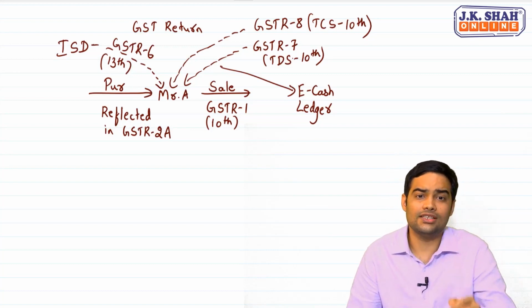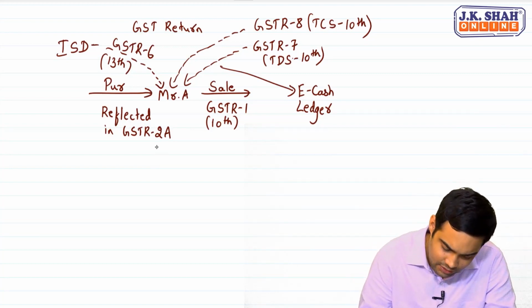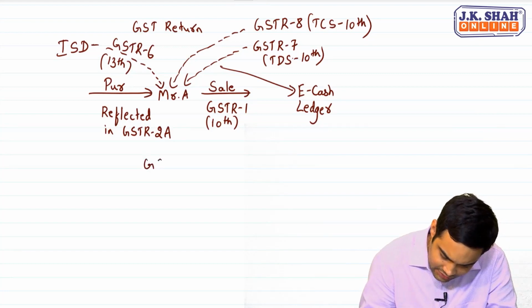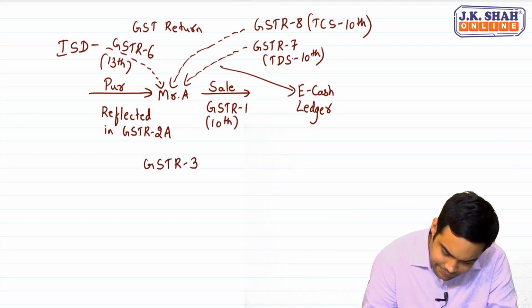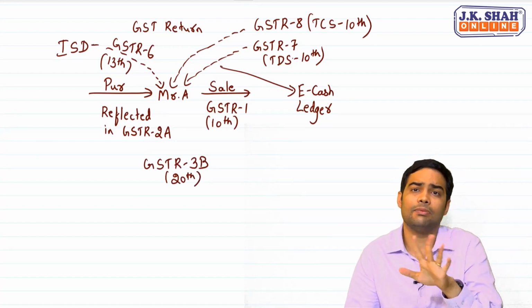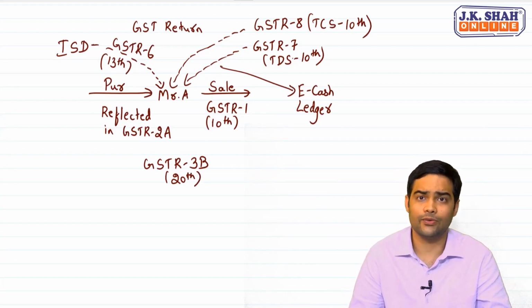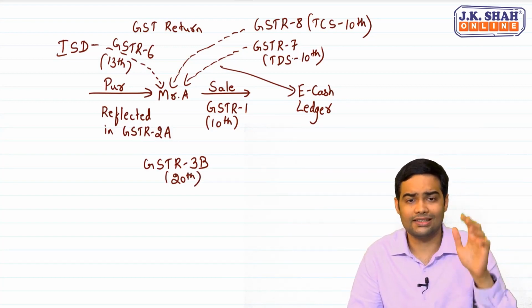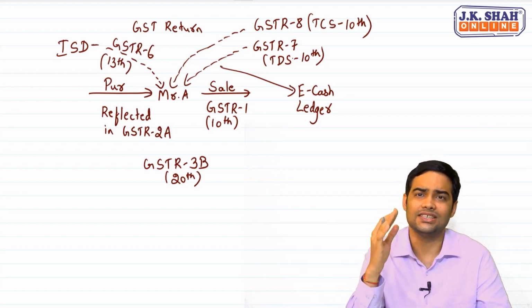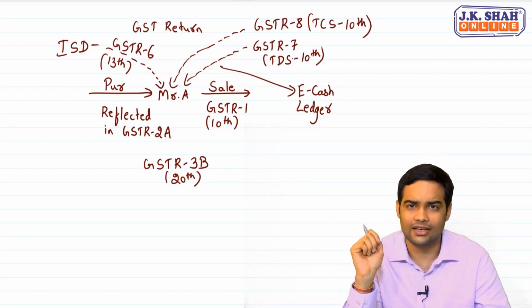Now once all this is done, Mr. A is required to file GSTR 3B, and the due date being 20th of the next month. Remember, quarterly return monthly payment scheme is not applicable for May 21 exams. You will go by monthly GSTR 3B, 20th of the next month. For some states, it has been extended based on turnover.